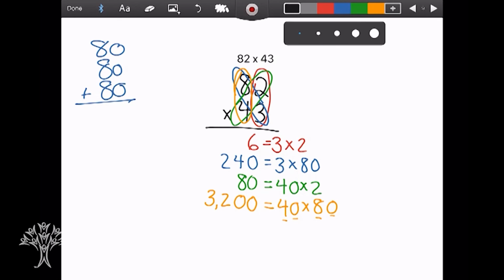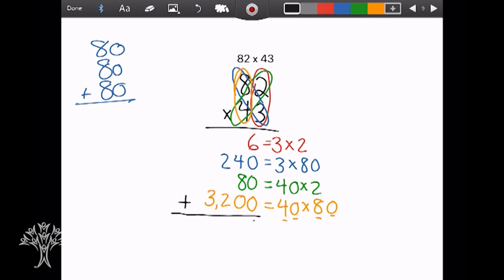And then our very last step is to add it up. So we got a 6. We've got 12. We're going to bring that over. 3,526. All right. So remember those steps of the process for partial product with 2-digit by 2-digit multiplication.